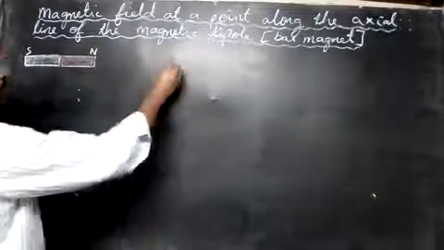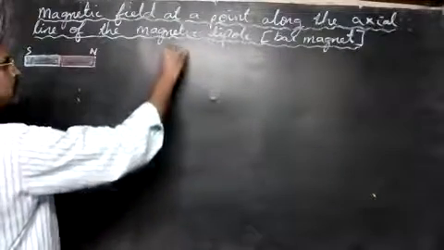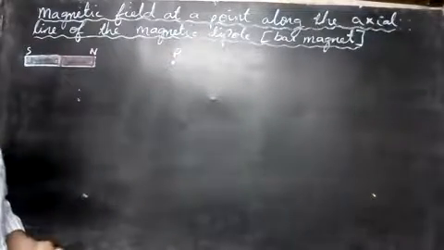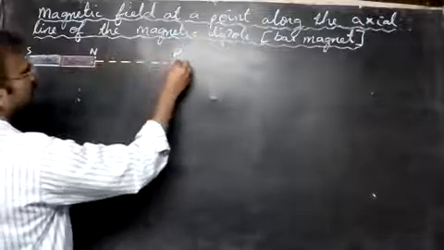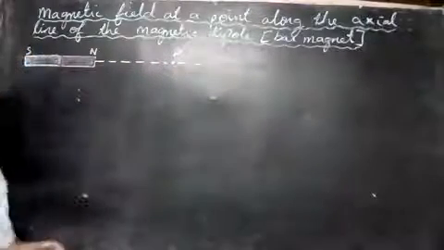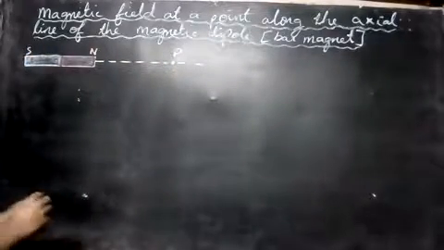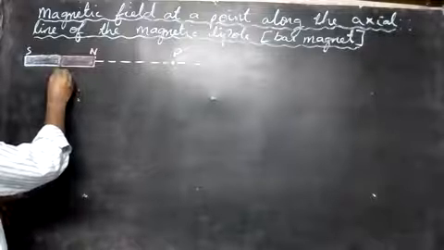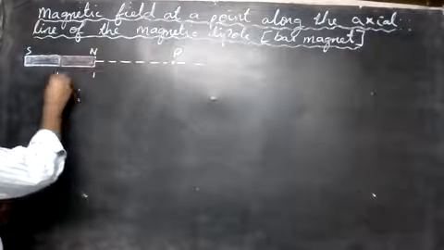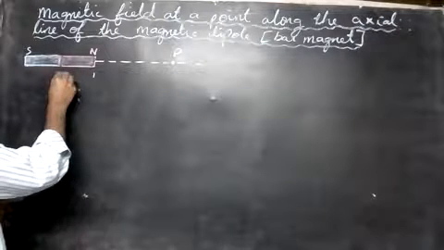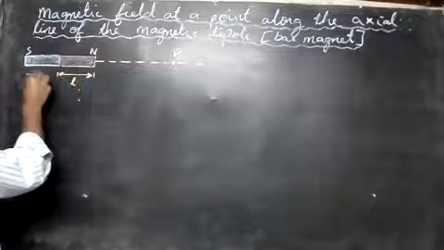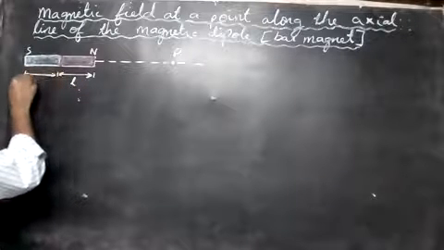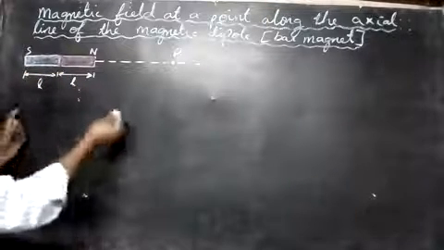Let's choose a point here. Let this point be P, and it's on the axial line. That means this is the axis here. Now let's first see the distances. From the midpoint of the magnet to here, let this length be L. This length is L. In the same way, this length also is L, so the total length will be 2L.